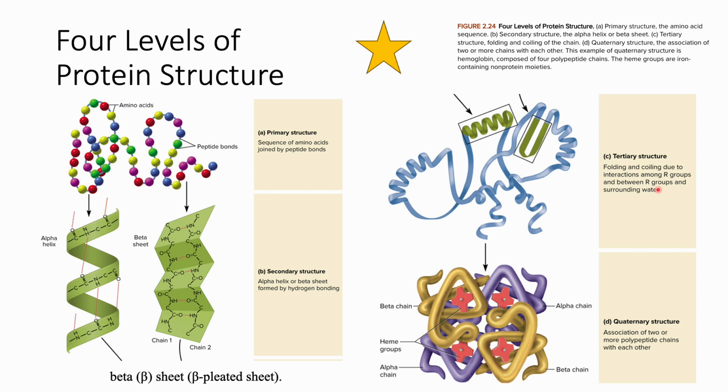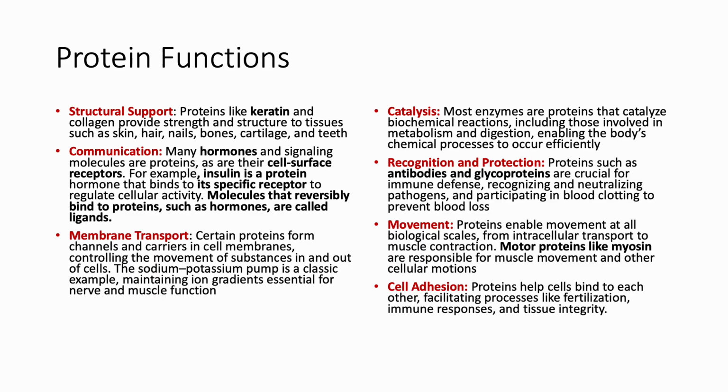The example of this is the structure of hemoglobin. Here's what we see here, where we have 4 polypeptide chains interacting with each other, giving us the structure of hemoglobin. Alright, we have 2 or more polypeptide chains interacting with each other. Linear amino acid peptide bonds, primary. Alpha helix or beta sheet and hydrogen bonds, secondary. R groups interacting within and with each other and surrounding water, tertiary. Polypeptide chains interacting with each other, quaternary. Yes, we need to know this very well.